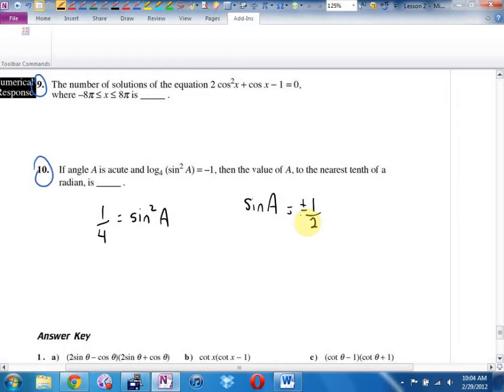Then I need to realize it says angle A is acute. That means less than 90 degrees. So all they want is your first answer. I think it's going to be pi by 6 because I'm pretty sure the reference angle that has a sine of 1/2 is pi by 6. I've done it so much. Since that's your reference angle and they want the smallest acute angle, that'll be your answer. I think the answer will be pi by 6.